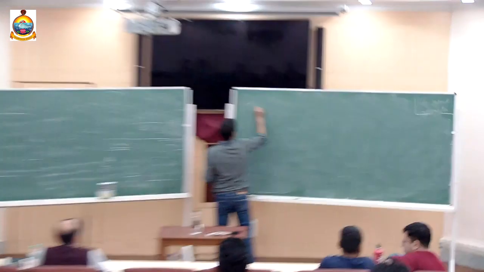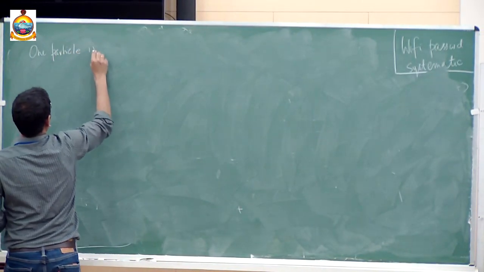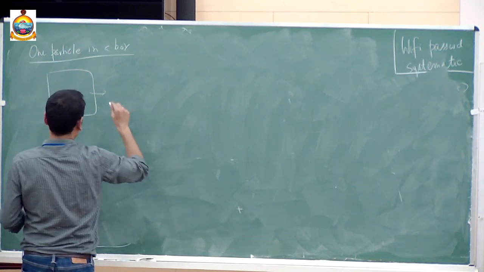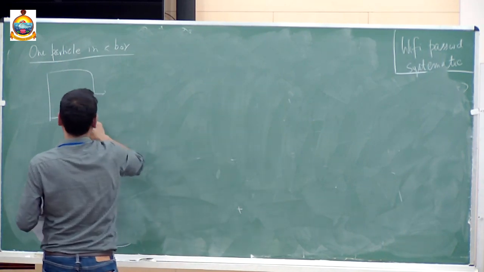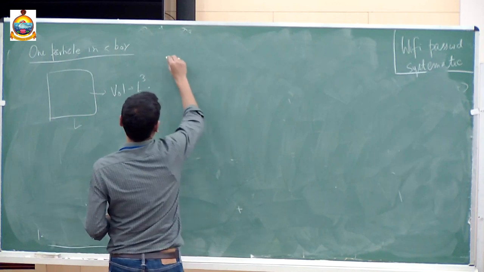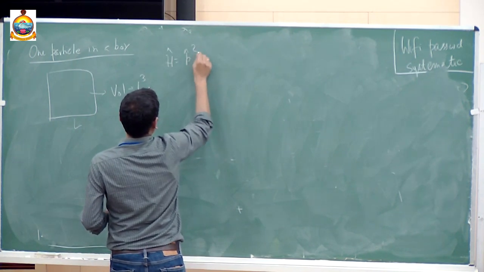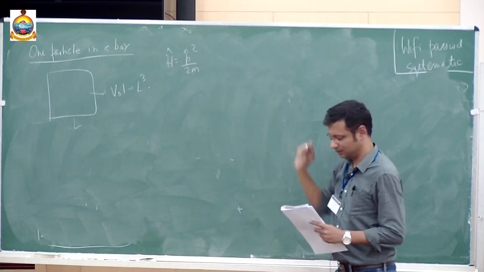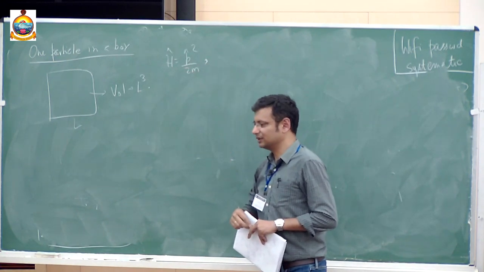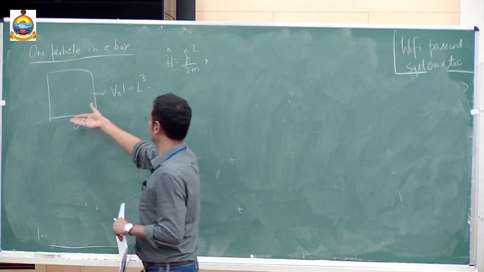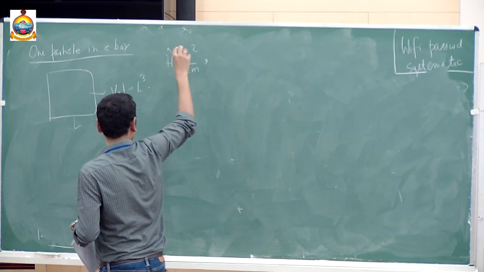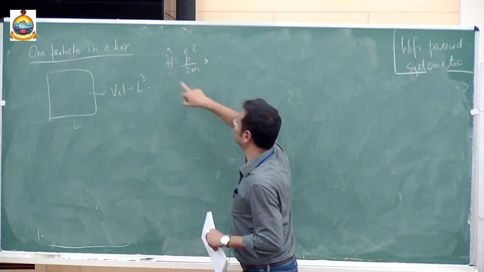So the first example is one free particle in a box. Maybe it's a cubic box with side L, so there's a volume L cubed, and of course it's a free particle, so let's just say that the Hamiltonian is just this. This is my Hamiltonian, because it's a free particle. Good. So then, of course, I know that the right way to solve this problem is to go to the momentum basis, and the momentum states with a well-defined momentum value are also energy eigenstates here, right?